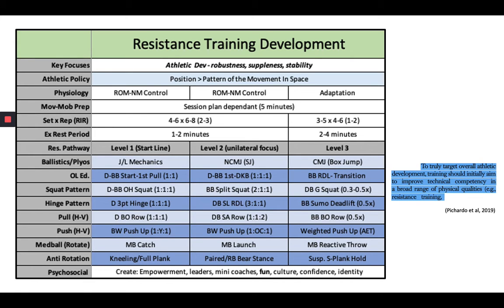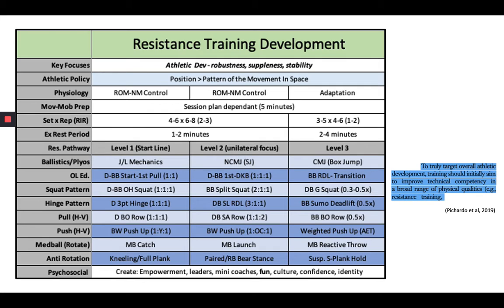So to help navigate through this jumble of words in a big table, let's first work from top to bottom and then left to right. So to help frame this development stage of the curriculum, let's refer to the lifted text on the right here. So to truly target overall athletic development, training should initially aim to improve technical competency in a broad range of physical qualities, e.g. resistance training. So we know what our key focuses to strive for are, but firstly, the building blocks prior to that are detailed in the Athletic Policy tab. That's located on the left-hand column here.